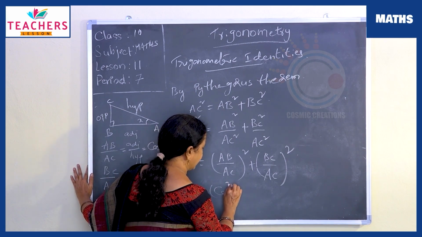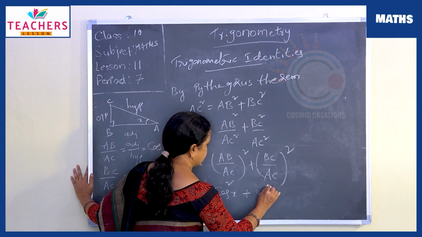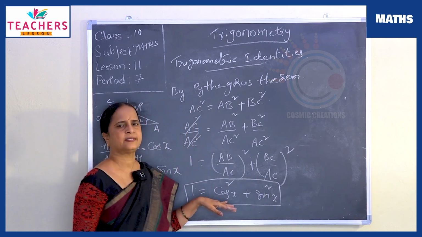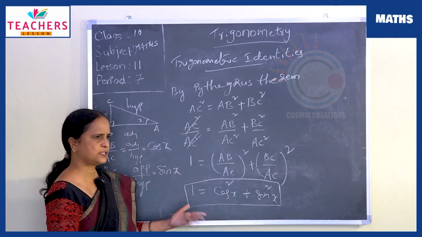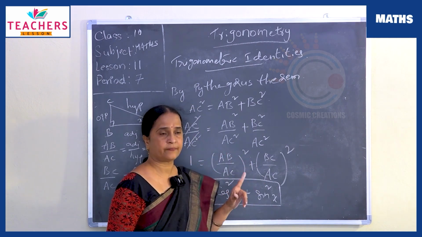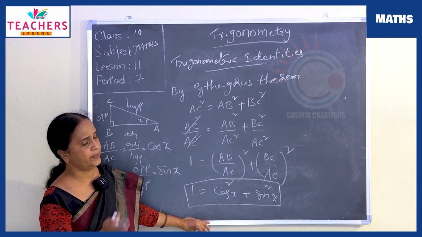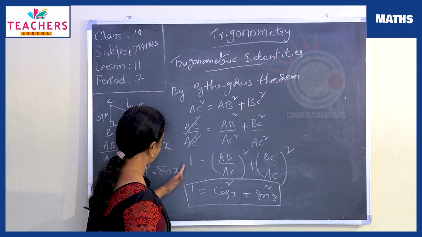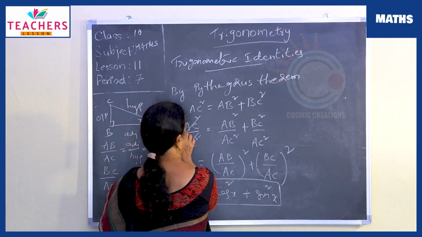Shall I write directly cos square x plus sin square x? This is one of the identities: sin square x plus cos square x is equal to 1, or cos square x plus sin square x is equal to 1, in any way you can say. Like this we have 3 identities, and from that we can make some more. Later on we can see in further classes. But now I am going to teach the second identity.